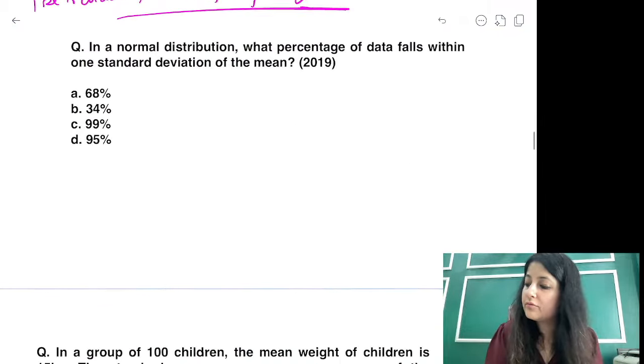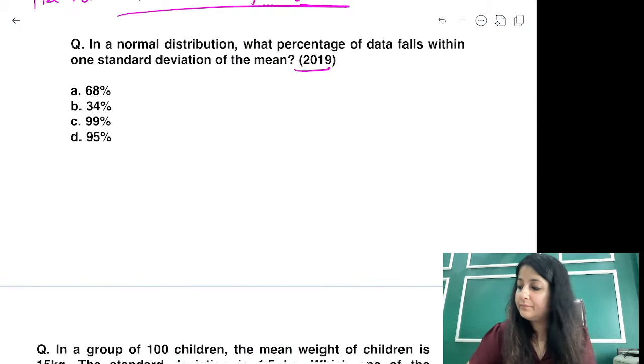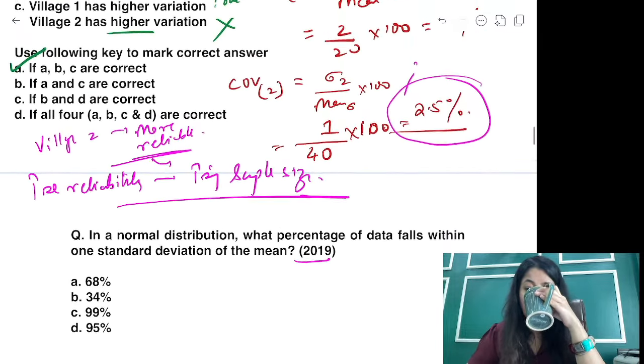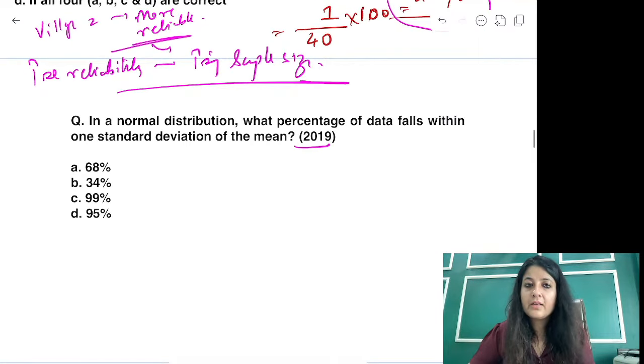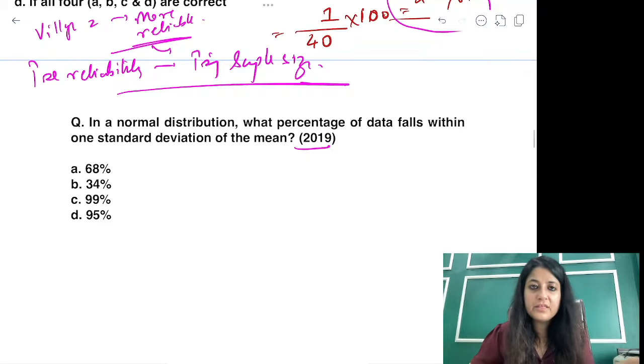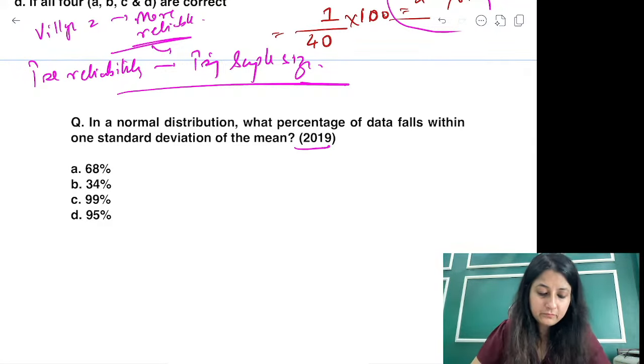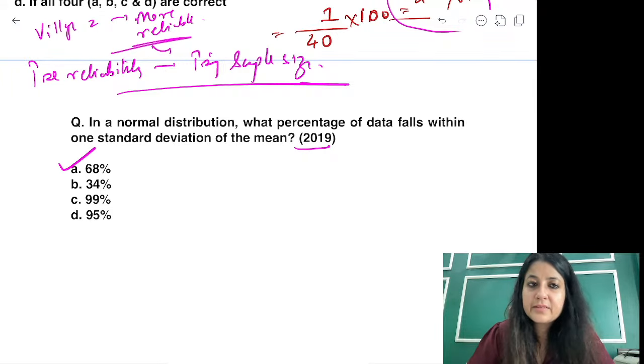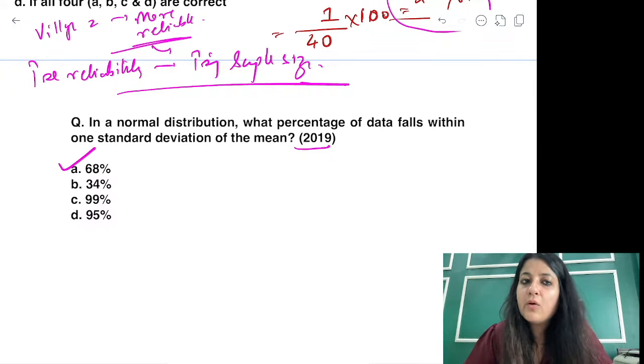Let's do one more question. Come on, 2019. Okay, I didn't tell you one question. Do this one, then I will tell you. What is the answer to this one? It's easy, 68%. What percent of data falls within one standard deviation?